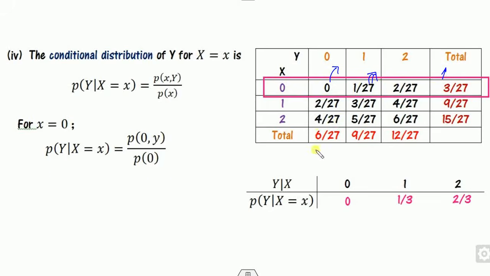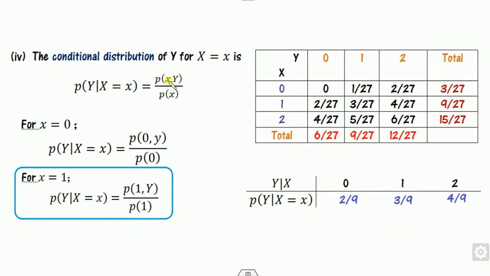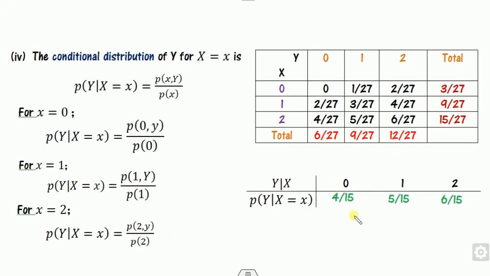Case 2 is when x is 1. So now this is 1 comma y, and so on. What is p of 1? This is the line, so p of 1 is 9 by 27. The value of y is 0. So when 1 comma 0, it is 2 by 27 divided by this, 2 by 9, 3 by 9, 4 by 9. Case 3 is when x is equal to 2. Similarly, you can find these values.